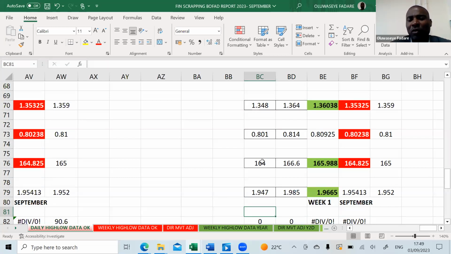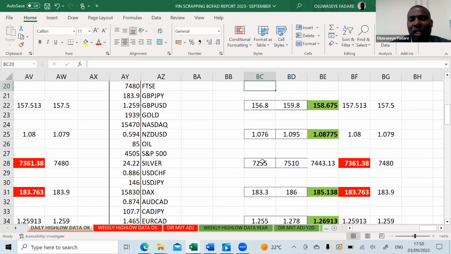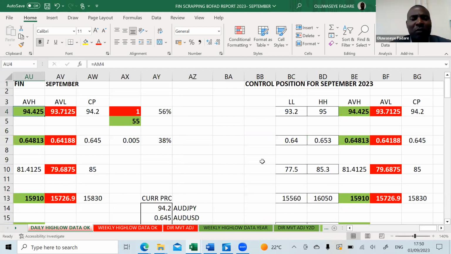So this is, like I said, what I call the scrapping report, the 7 steps scrapping report strategy. It helps us to quickly identify the trend of the market, and then we're able to take positions as a buy or a sell. So today is the 3rd of September, and we'll be able to identify these positions.